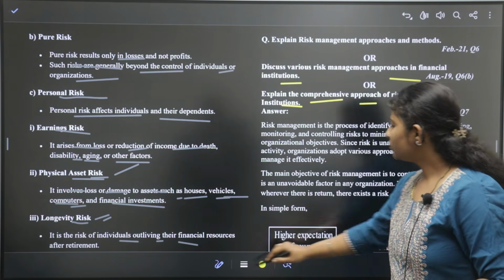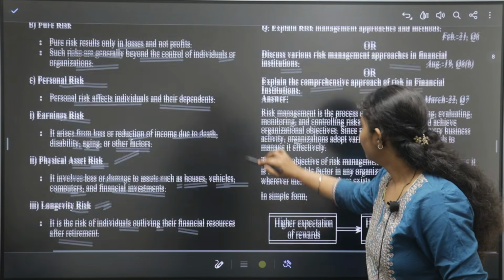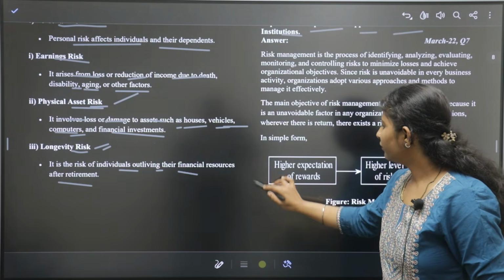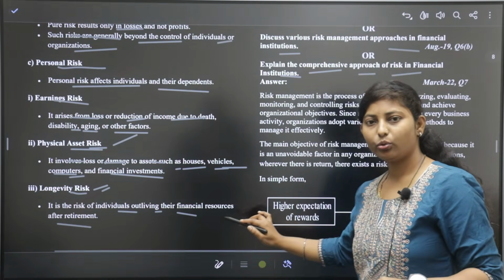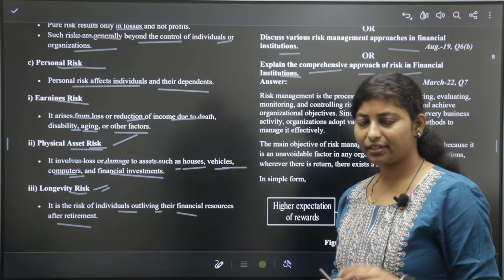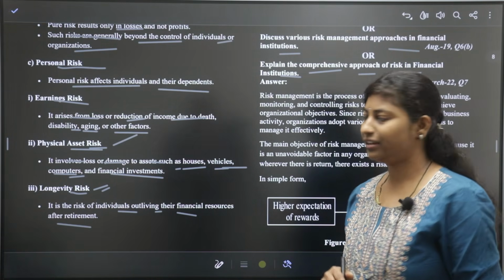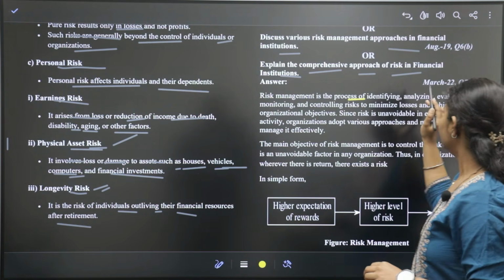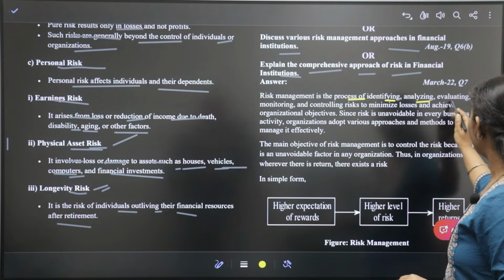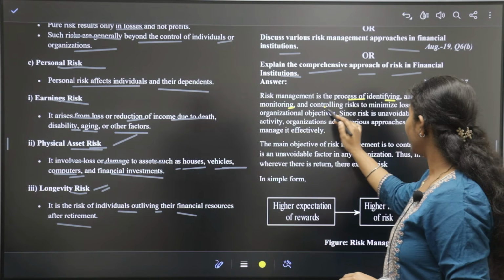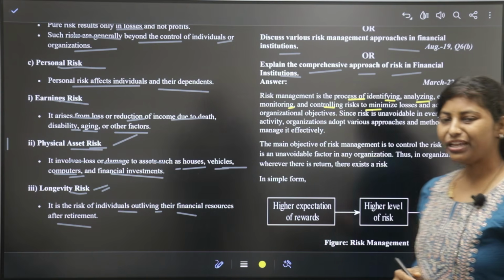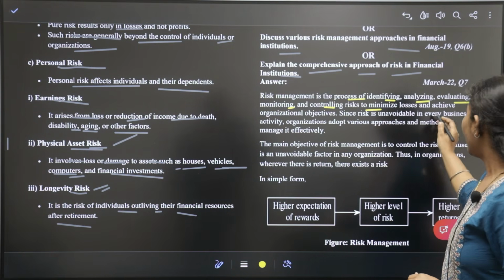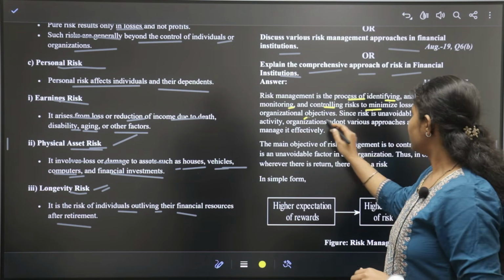Risk management is very important in business. We can't avoid risk, but we can manage it. That is a technique and tool that a business can use. Risk management is a process of identifying, analyzing, evaluating, monitoring and controlling risk to minimize losses and achieve organizational objectives.